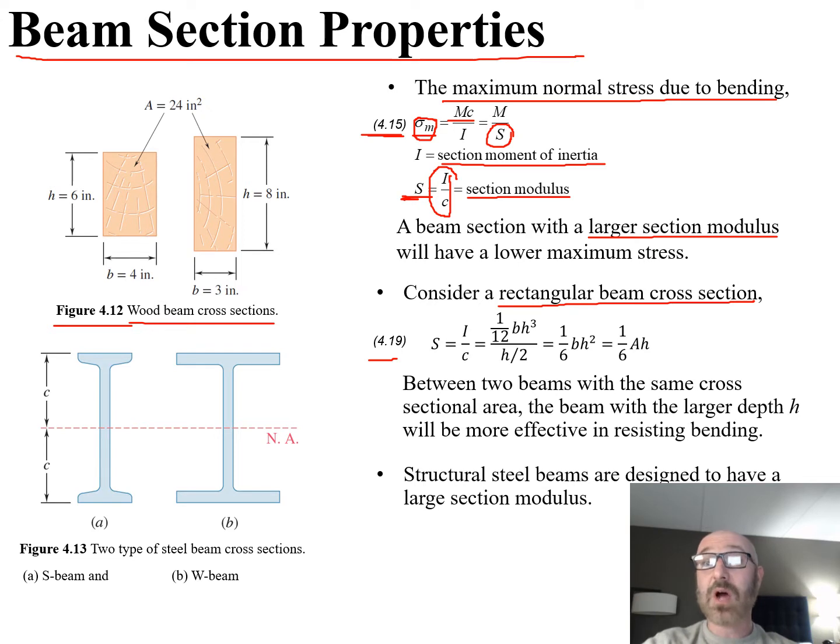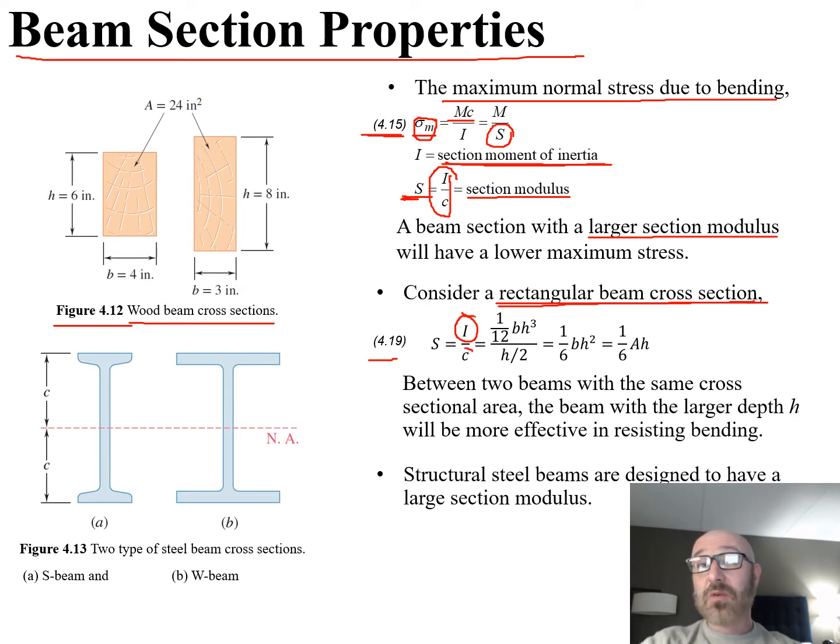Now this is equal to I over c. So from equation 4.19, we have that relationship, where I, again, is our section moment of inertia, and we can plug in a value for the specific case of a rectangular beam cross section. We can go back to our appendices and some of our previous courses and textbooks and look up tables for different shapes and geometries. So for a rectangular beam cross section, we see that our moment of inertia value is 1/12 b h cubed.